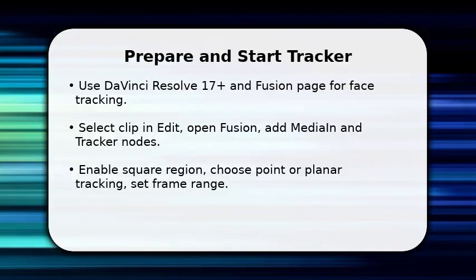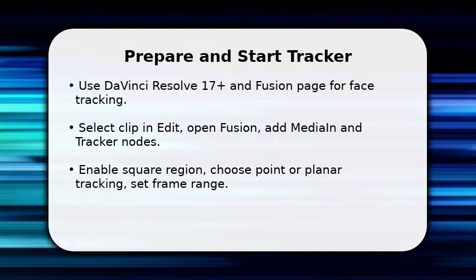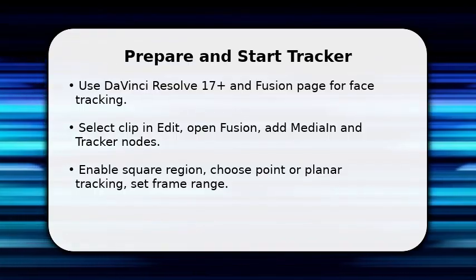You begin by confirming Resolve 17 or newer and placing the clip on the timeline. This matters because Fusion's tracker runs best with current tools. Once in Fusion, add a tracker node connected to media in so you can sample facial motion. Position a small tracking box over a high-contrast facial feature like an eye corner or nose bridge, then set the frame range to cover the whole shot. This gives the tracker consistent data and prevents drift later on.